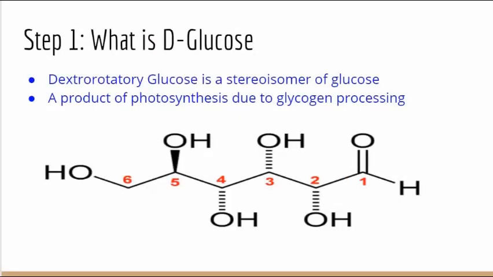Alright, so we start with dextrorotatory glucose. I can't pronounce that, but let's just say glucose for the sake of this video. It's a product of photosynthesis due to glycogen processing.